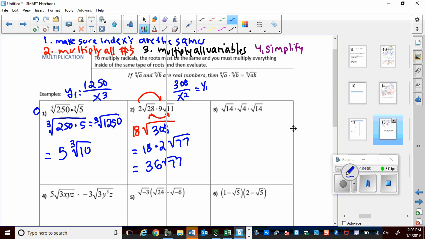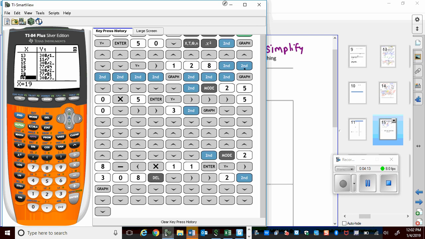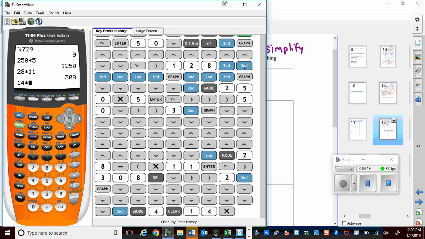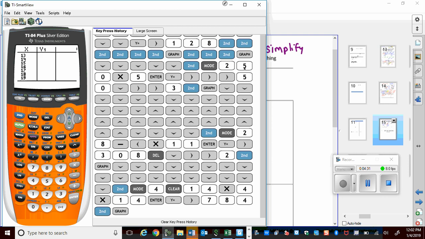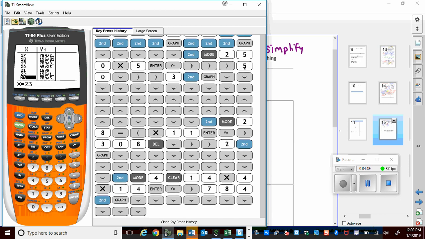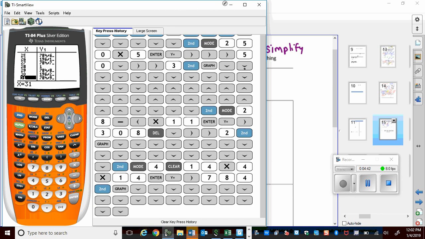For the next one, I'm multiplying all these numbers inside. So 14 times 4 times 14. Second mode. I'm going to put it in my y1 when I find a number. 14 times 4 times 14 equals 784. So I go to y1, 784. Second table. It looks like 14 and 4, but I'm going to go down and check. And it looks like 28 and 1. So this is a perfect square. This is our first perfect square.